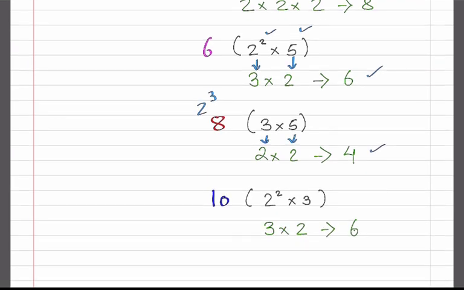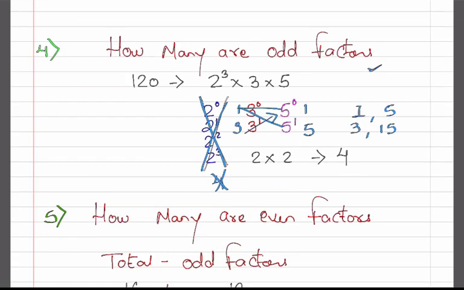If I ask you how many are divisible by 10, take 10 out, one 2 and one 5. What am I left with? 2 square and 3. 2 square has 3 factors, 3 has 2 factors. 3 into 2, 6 factors are then divisible by 10. So this gives you a complete warm-up related to factors.